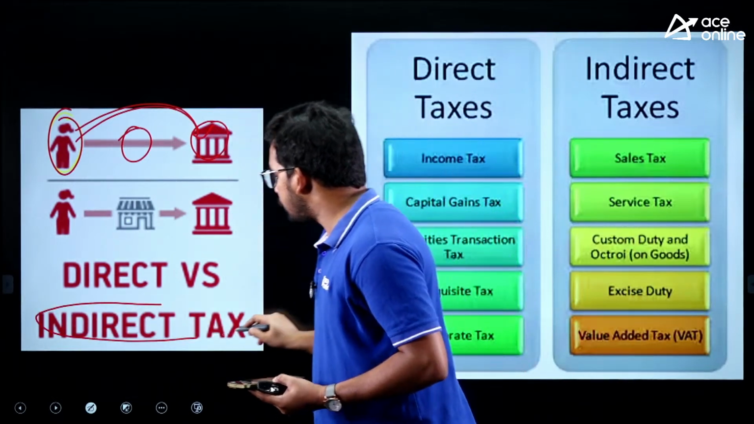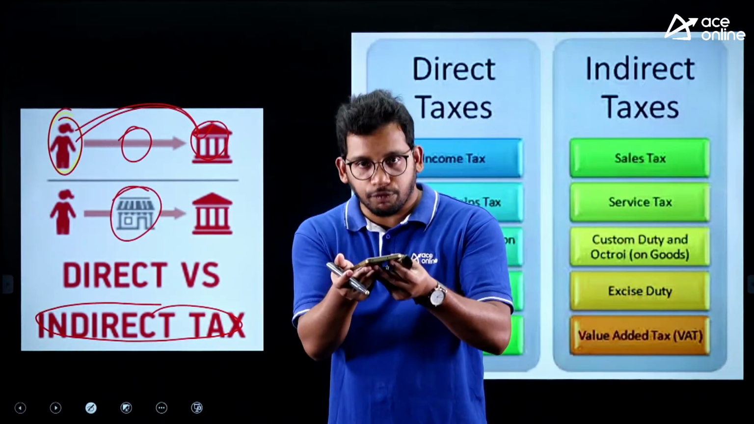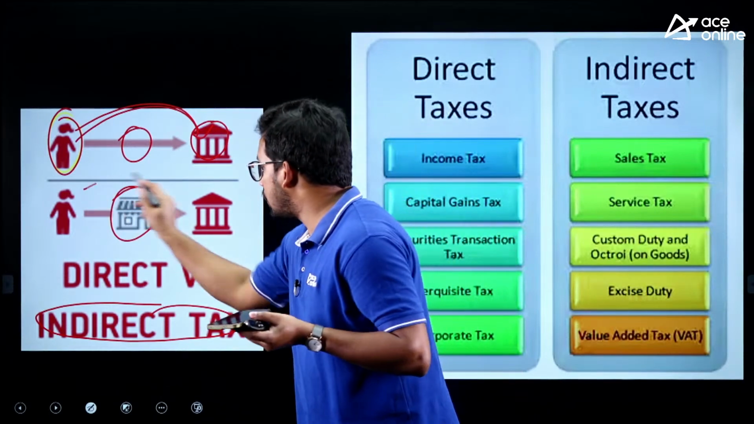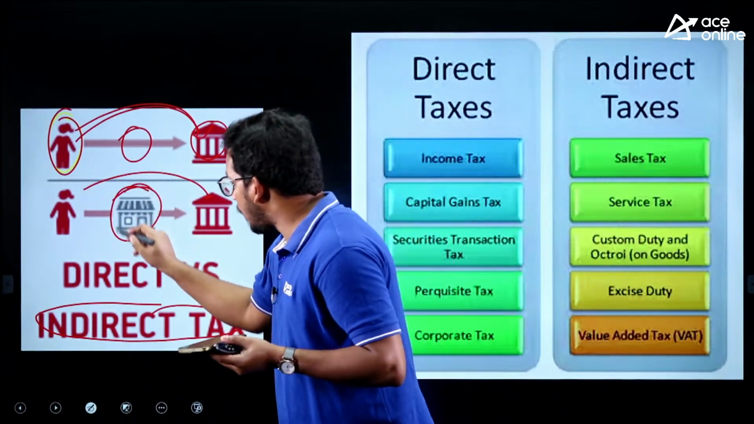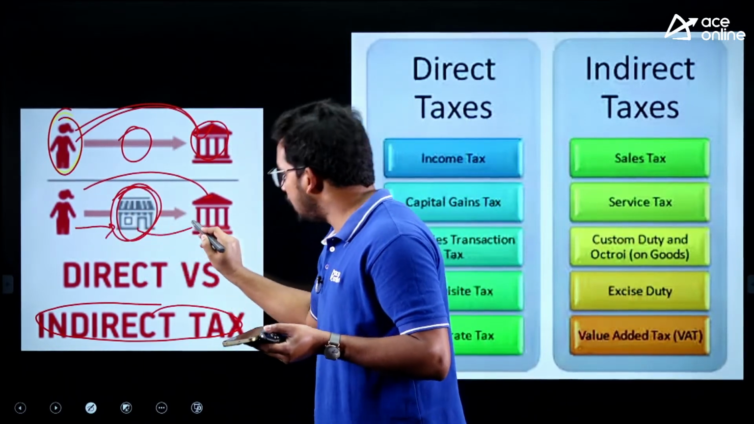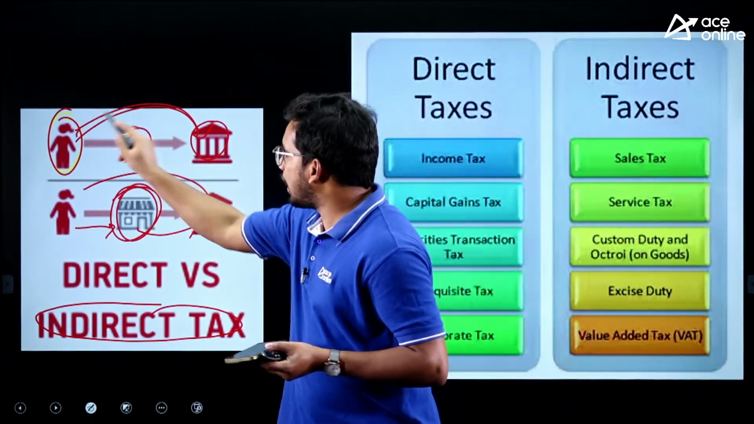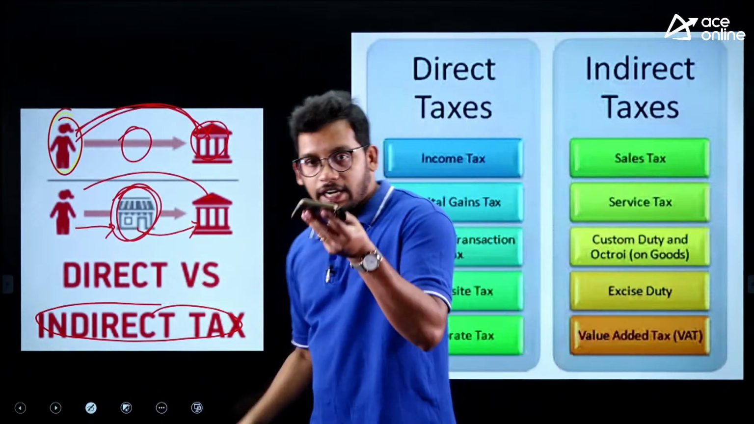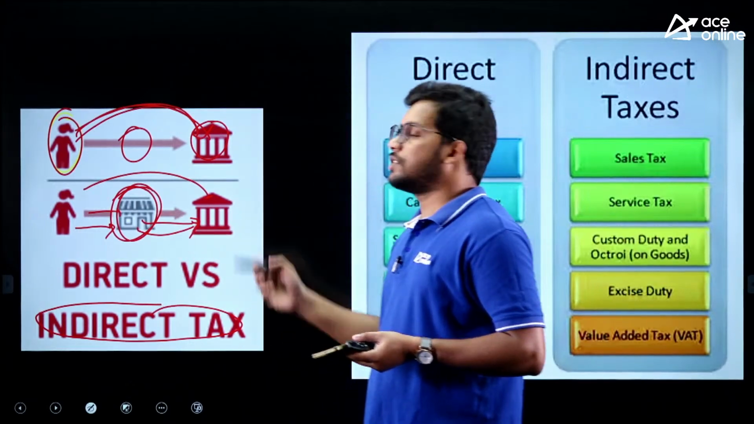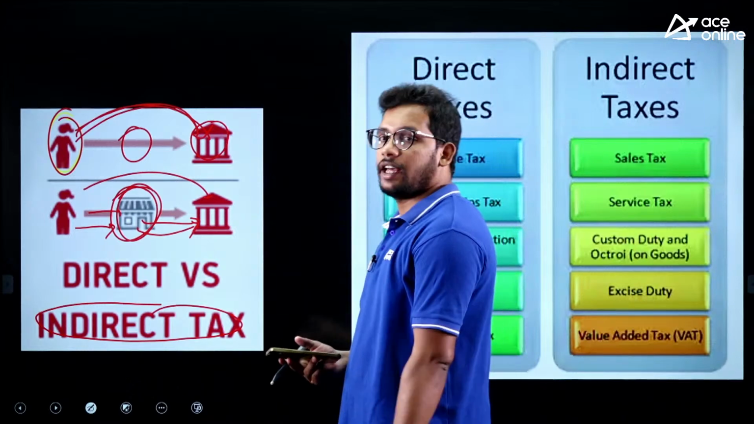Whereas in indirect tax, there is an intermediary. For example, I bought this phone from the market. Am I paying the tax on this phone directly to the government? No, I am paying it to the company who is selling this phone to me, and this company in turn is paying to the government, right? So in direct tax, I am directly paying it to the government. In indirect tax, whatever the product, I am paying to the company and the company is paying to the government. That is the difference between direct tax and indirect tax.